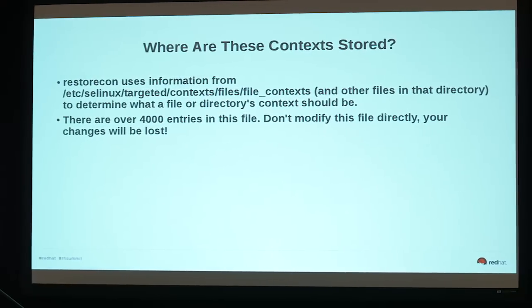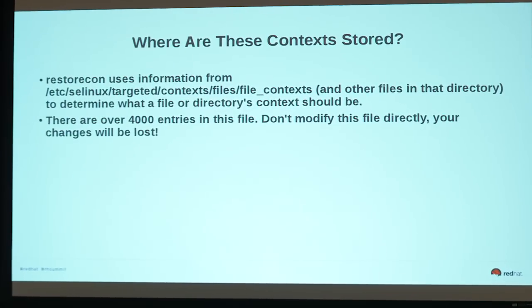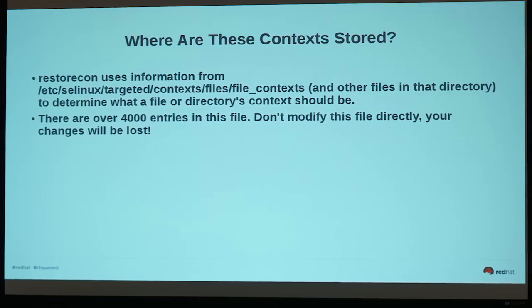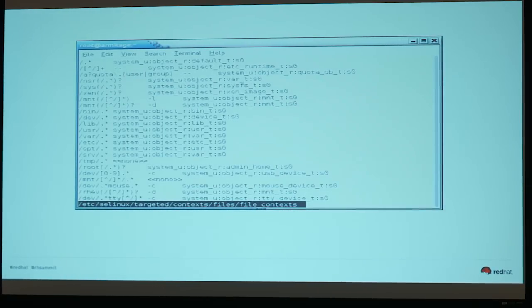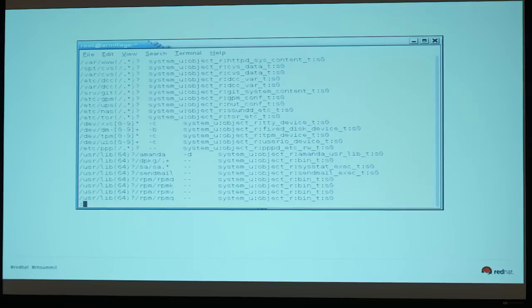There are over 4,000 entries in that file. Changing it won't do you any good, so don't modify it directly. Your changes will be lost. I'll show you how to make permanent changes to what the file context will be in just a few minutes. If you look, it's literally just page after page of stuff. And it'll say, you know, /etc/gpm, and then that regular expression says that and everything underneath it.